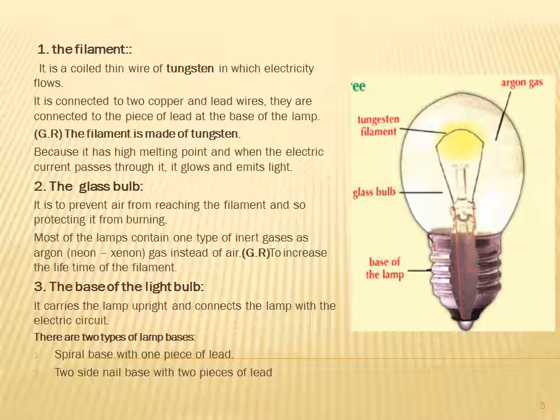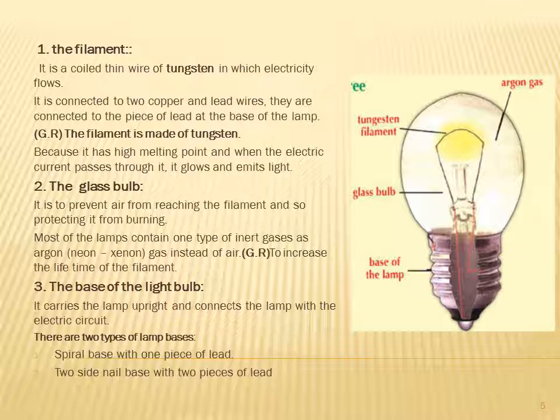Okay, so again, the filament is a coiled thin wire of tungsten in which electricity flows. It is connected to two copper and lead wires. They are connected to the piece of lead at the base of the lamp. This is what we just said. The filament is made of tungsten.